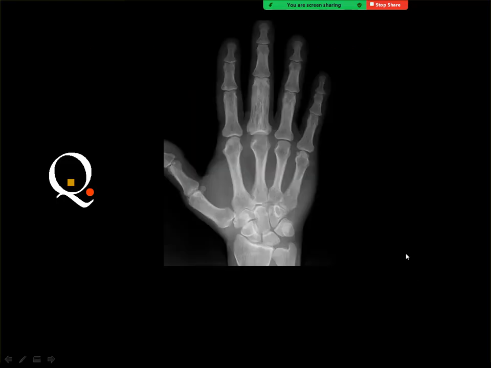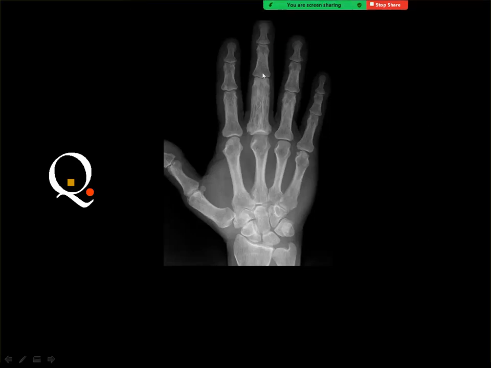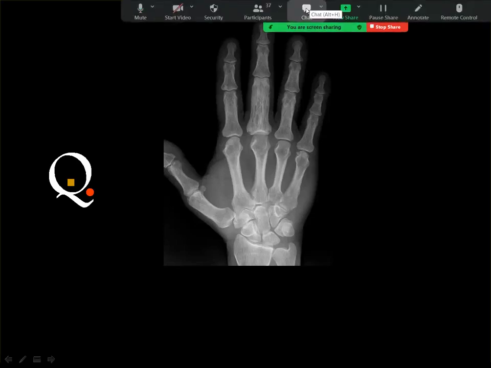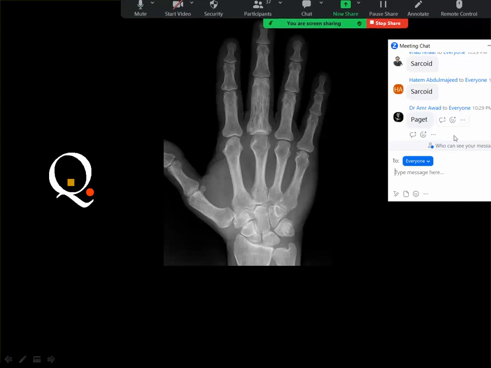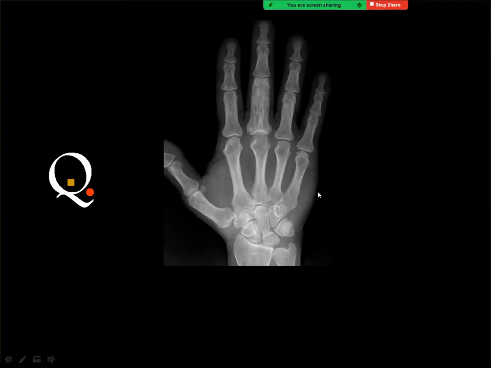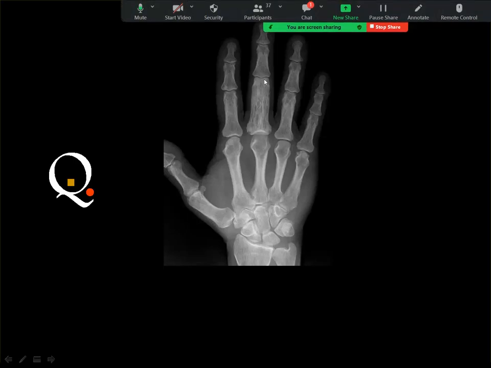Next case is an X-ray of the hand showing a lesion here in the phalanx. No, this is not sarcoid. Paget, yes, Paget is right. Paget disease is the only disease which increases the size of the affected bone.